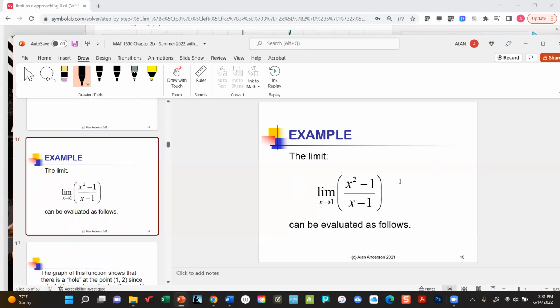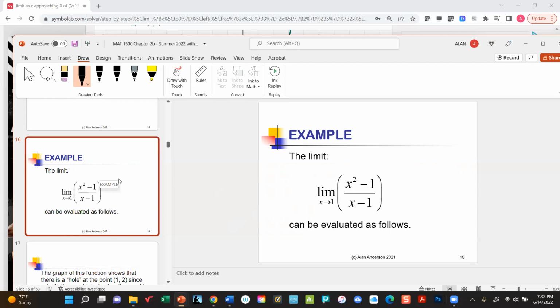x squared minus 1 over x minus 1. We want to know the limit as x approaches 1. Well, we know that there's a problem here. When x approaches 1, we have 0 in the denominator. And that means that at that point, the function is undefined. We can't have division by 0.